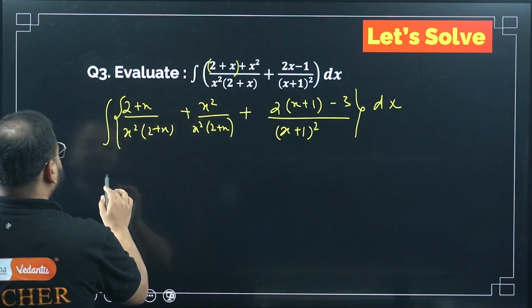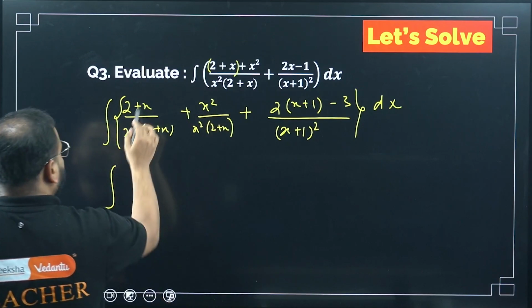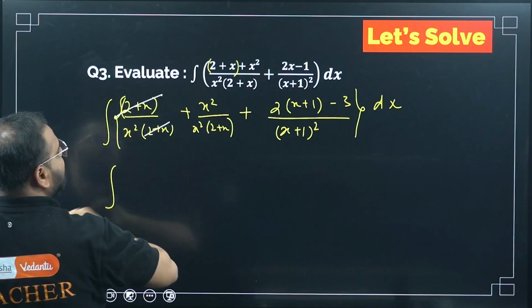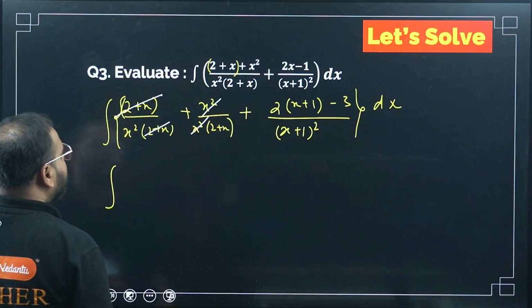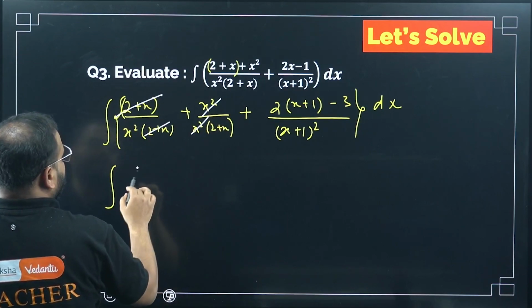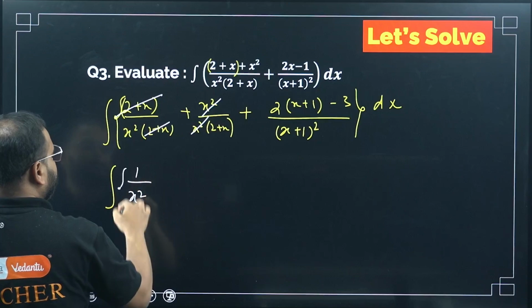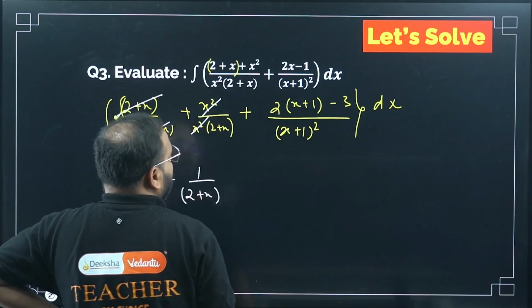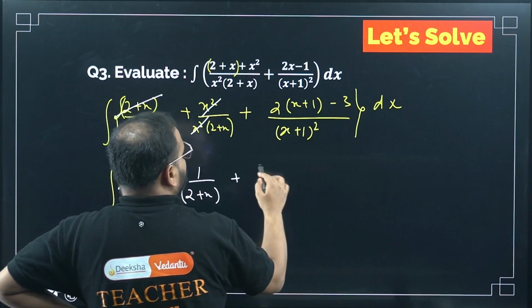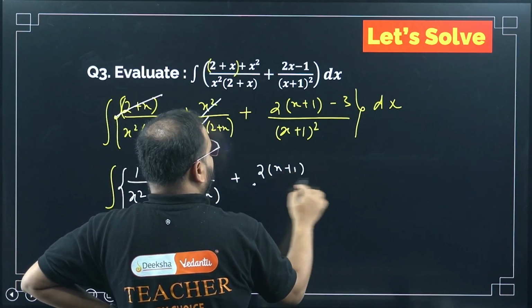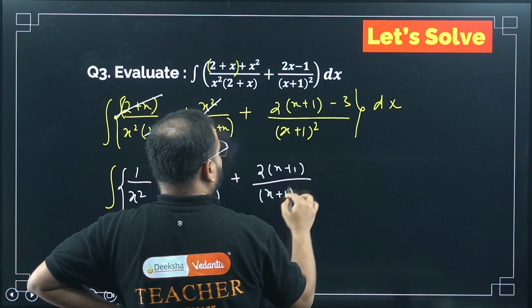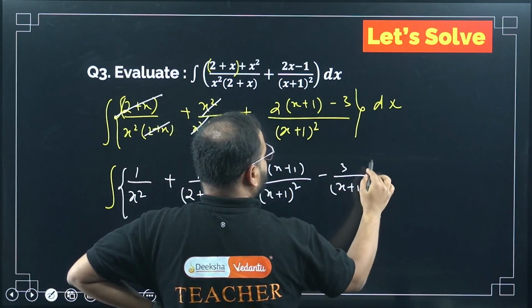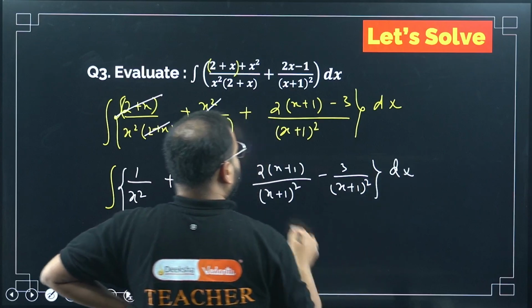Okay, let's see. Over here you can see 2 plus x will cancel with this 2 plus x, and x square will be cancelled with this x square. Now I'll write this again. I can write it as simply 1 upon x square plus 1 upon 2 plus x, plus 2 times x plus 1 upon x plus 1 the whole square, minus 3 upon x plus 1 the whole square, dx. See this getting cancelled.